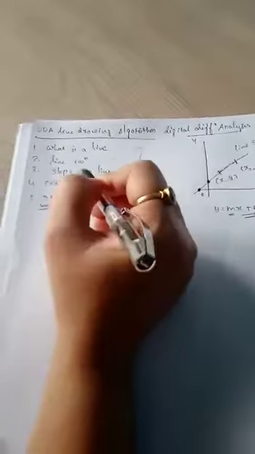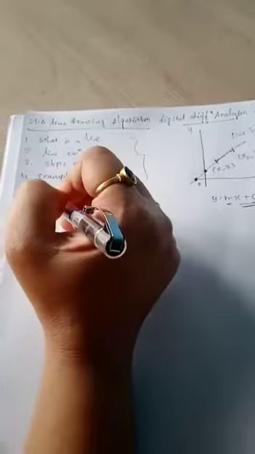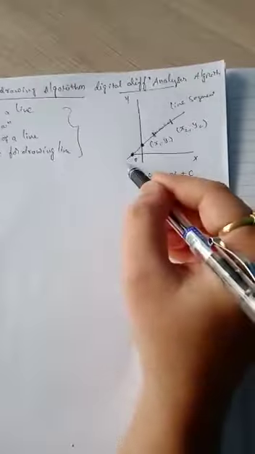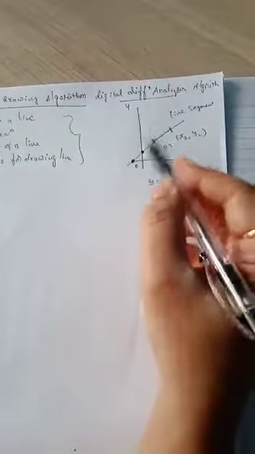Then what is a line and the line equation, slope of a line, and an example for drawing a line, and last is the DDA line algorithm. By using this algorithm, we will see how we draw a line in the graphical media. So first I will show it in the coordinate points. First I will take the x and the y axis.